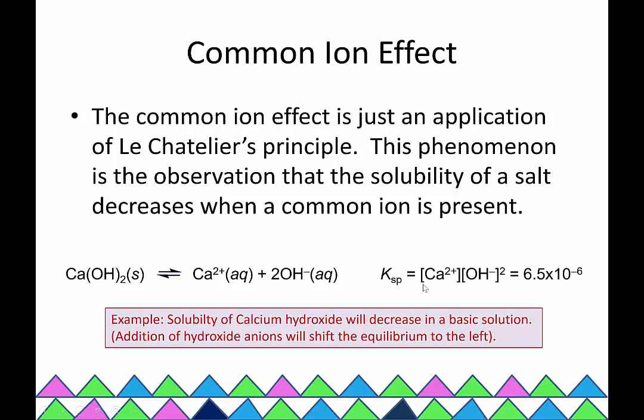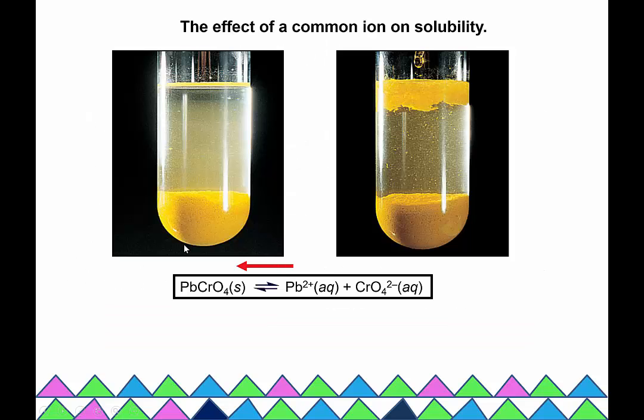And again, we can think about that in terms of the Ksp. Remember, anytime your Q becomes greater than your Ksp, which is what would happen if we added some of a common ion, then that's going to shift your equilibrium towards the solid and lower the solubility. So the actual equilibrium constant doesn't change, but the solubility of this particular insoluble salt will decrease if a common ion is present.